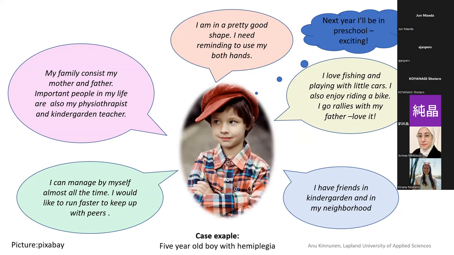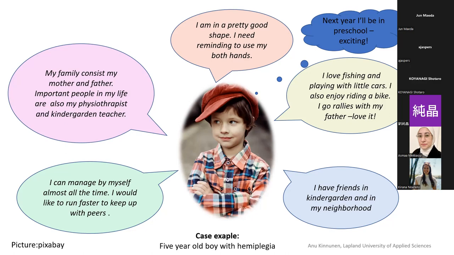Like I told you, it was a 5-year-old boy with a hemiplegia. His family consisted of mother and father. Important people in his life were also his physiotherapist, whom he saw once or twice a week, and of course, daily, the kindergarten teacher. He also had friends in kindergarten and in his neighborhood. He thought that he was in quite good shape.